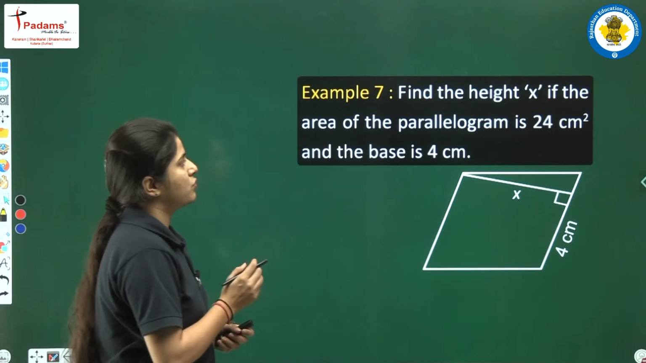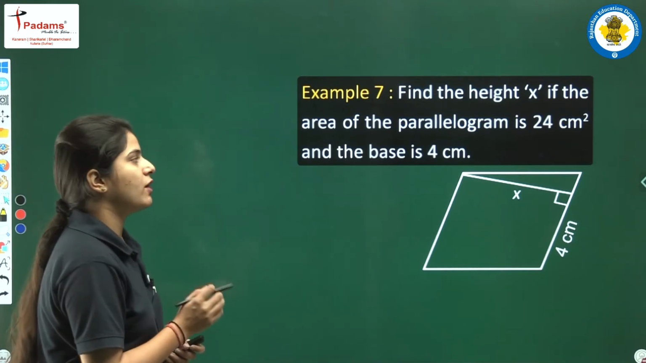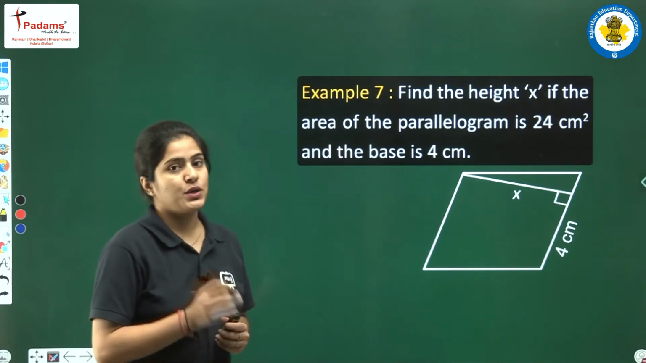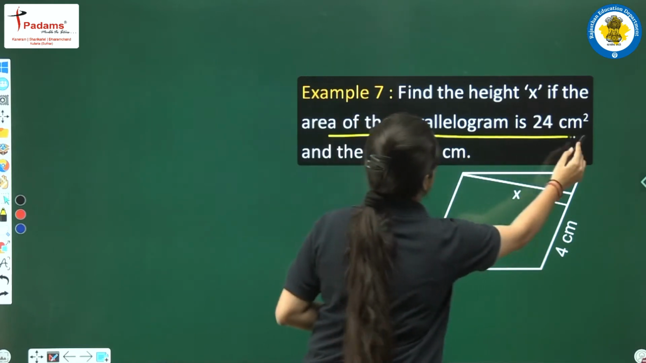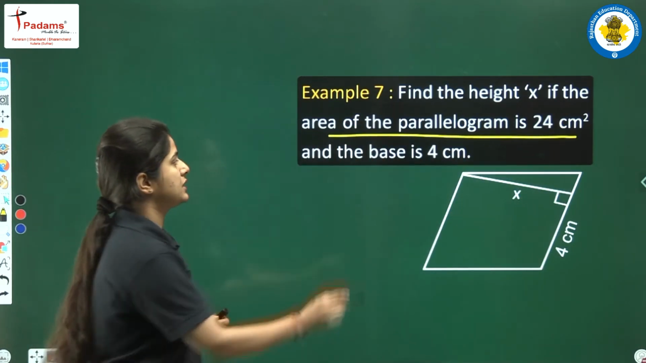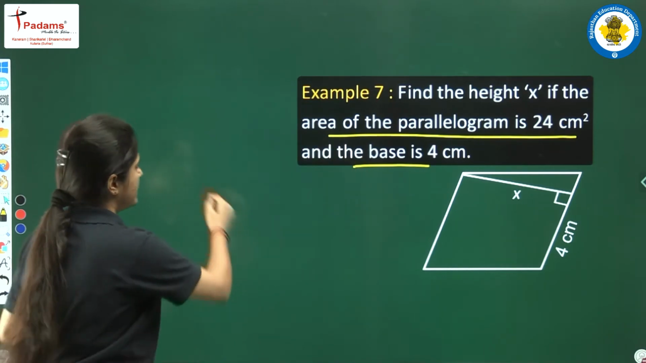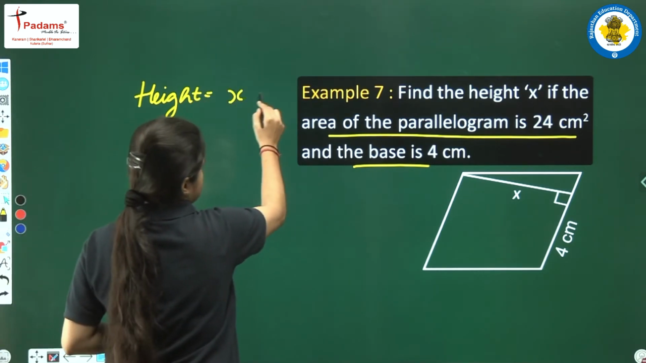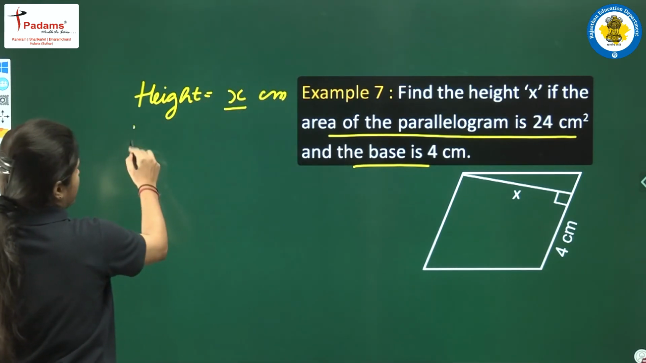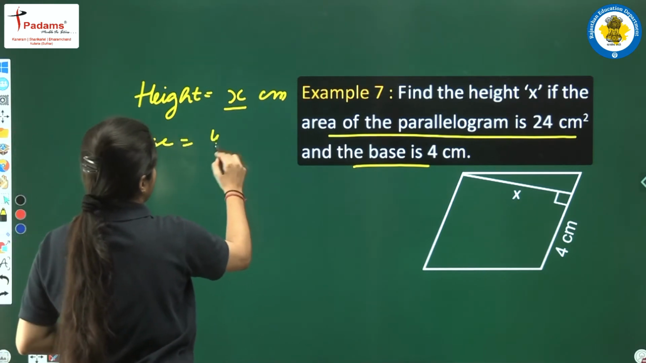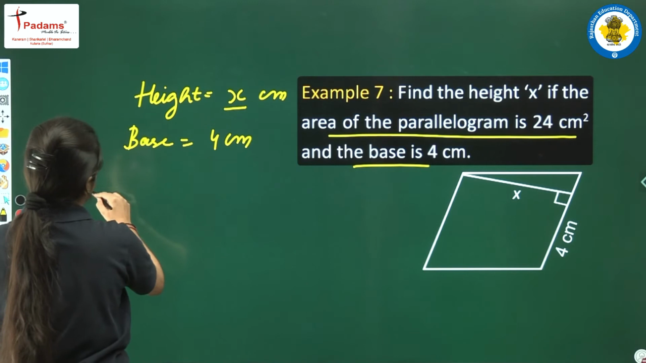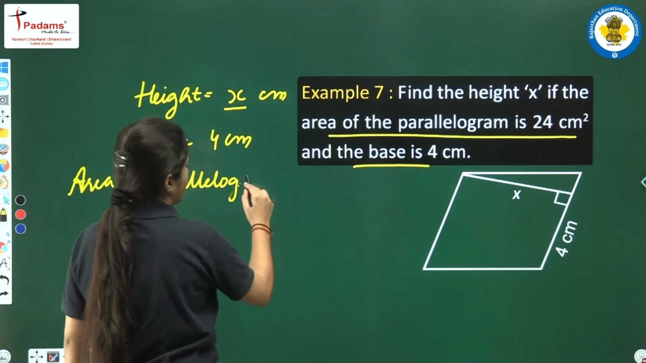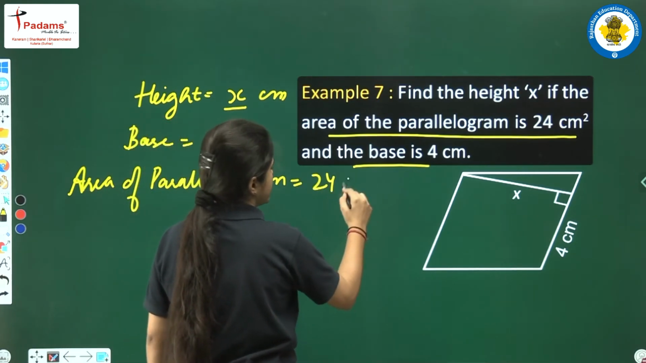What is that? Find the height x if the area of the parallelogram is 24 centimeter square and the base is 4 centimeter. You know the area of the parallelogram, that is 24 centimeter square, and you also know the base. You need to find the height. So let height be x, students. x बोला हुआ है, height कितनी है हमारी? x centimeters, right? We have the base equal to 4 centimeters. We have area of parallelogram that is equal to 24 centimeter square.